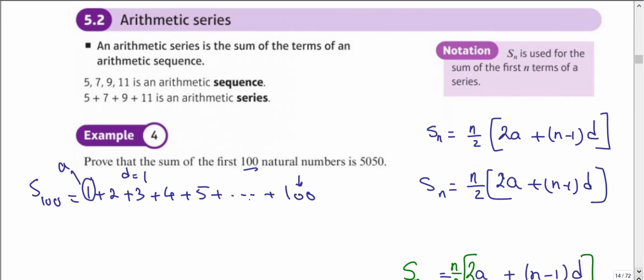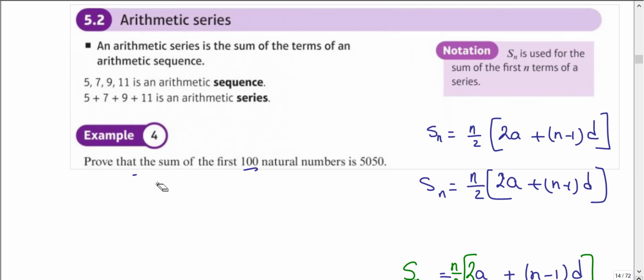So for an example like this one, example number 4, it says prove that the sum of the first 100 natural numbers is this. What are the natural numbers? They are counting numbers, starting from 1, then 2, then 3. They are interested in the sum, so we do 1 plus 2 plus 3 plus 4, until we reach term 100.